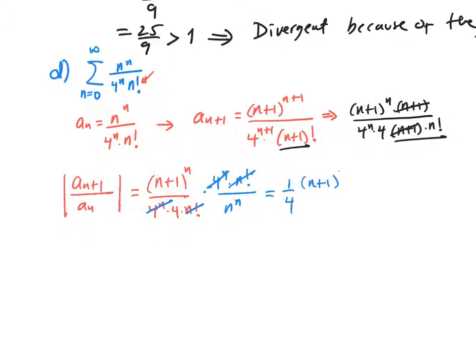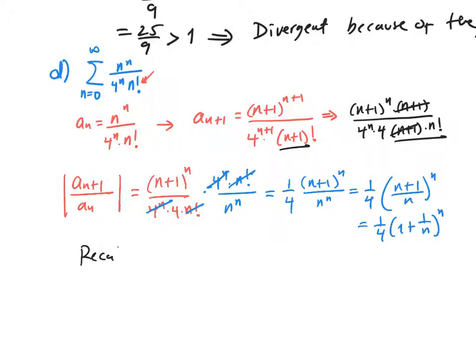(n plus 1) to the n over n to the n, which simplifies to (n plus 1 over n) to the n power, which simplifies to (1 plus 1/n) to the n. The only reason why we simplify that is because recall that the limit as n goes to infinity of (1 plus 1/n) to the n power is equal to e.